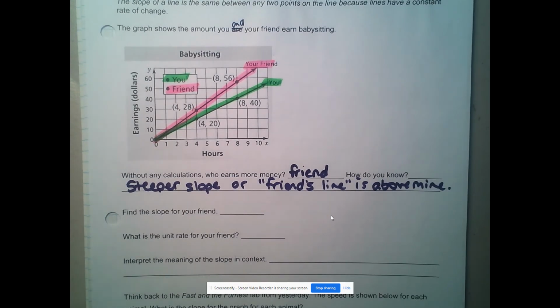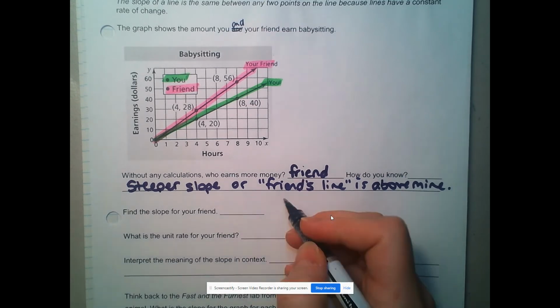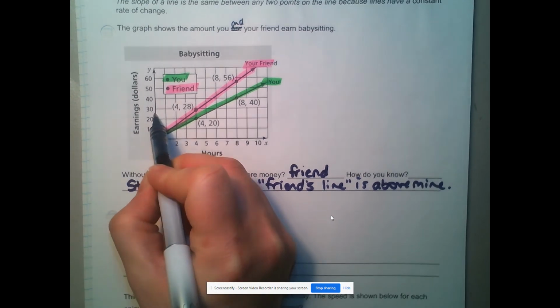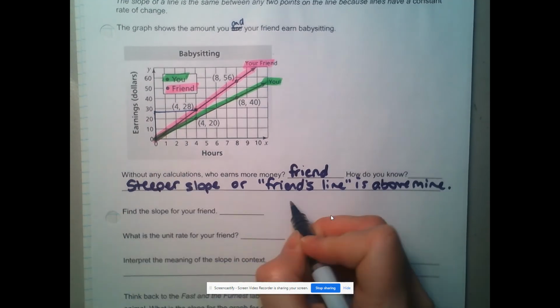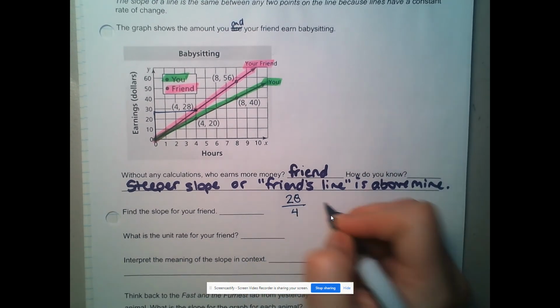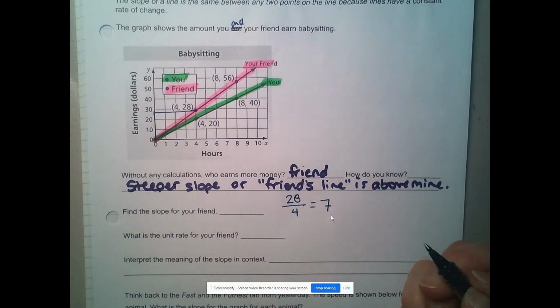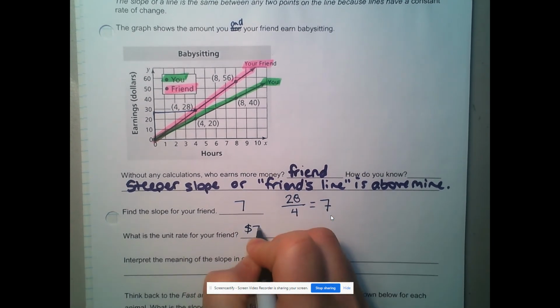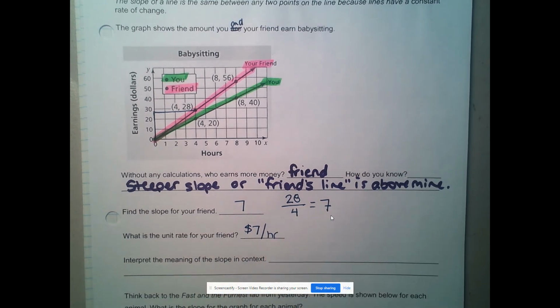So find the slope for your friend. So my friend, I can say if I start at 0, 0, I would have to go up 28 over 4. So the friend would be up $28 over 4 hours. That friend's slope is 7. And what that means, the unit rate, is that my friend is making $7 per hour, right? 7 or 7 over 1.